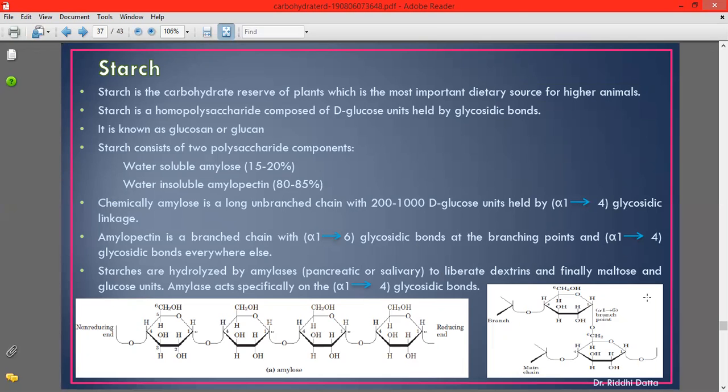So it is also known as glucan. Okay, starch consists of two polysaccharide components, one that is the water soluble amylose and water insoluble amylopectin.